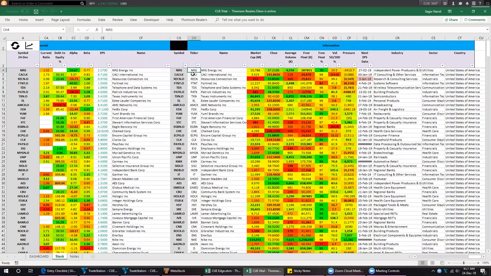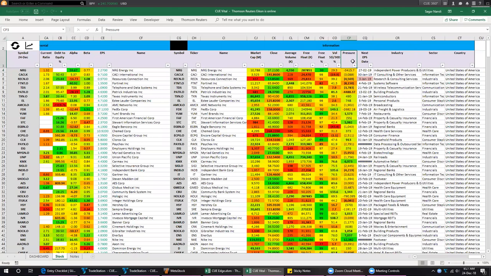In the USA market, usually the ticker symbol is the stock symbol, but not so in countries like Hong Kong, India, etc. So we have a ticker that is different from the stock symbol, because Vital can be used for global stocks. We kept the provision for that. Then some basic information like market cap, closing price, average volume, free float percentage, volume 5 days over 30 days, and then pressure.